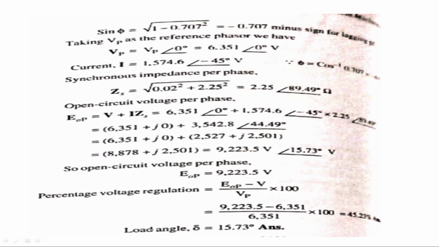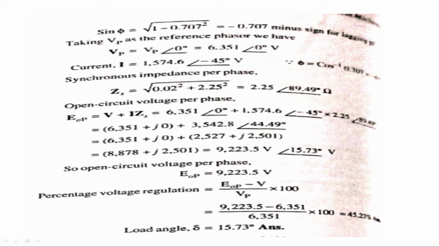Now the open circuit voltage per phase, it can be Eph or E0p or E0, anything is the same. So E0p equals V plus IZs. Substituting, we calculated the value of V as 6351 angle 0 plus I value 1574.6 angle minus 45, and Zs value 2.25 angle 89.49. As this is an addition, I have to convert polar to rectangular, do the addition, then convert that into polar. 9223.5 angle 15.73 degrees is the value of E0p.